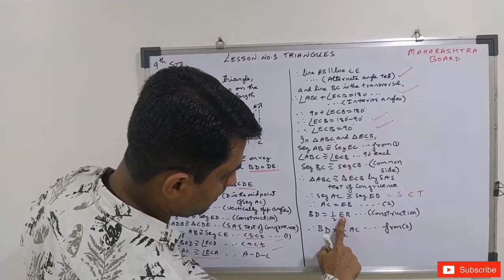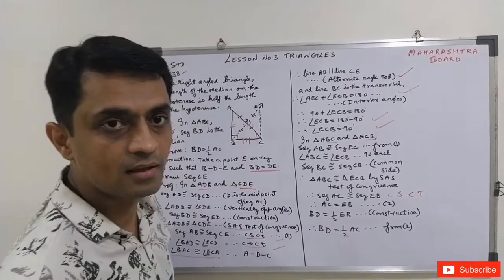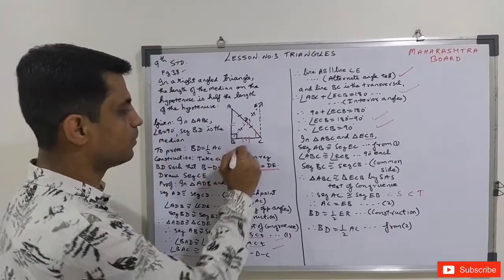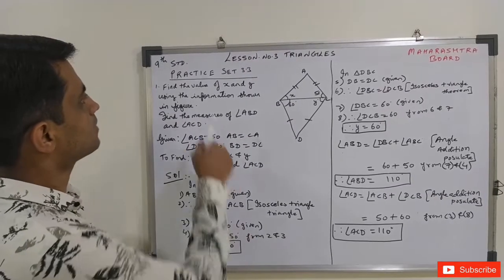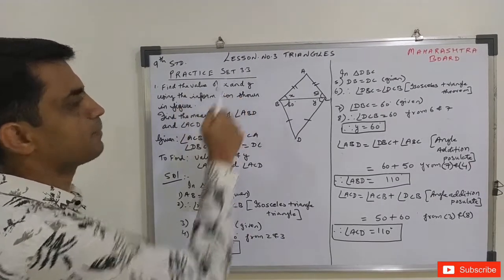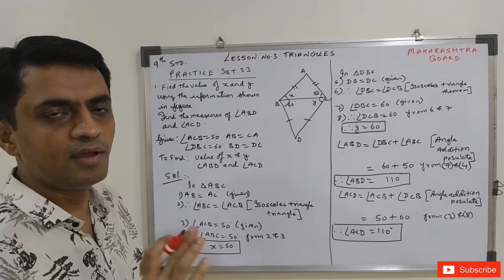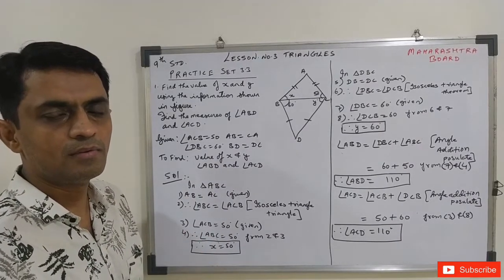So, instead of EB, we are writing AC. Okay, that only we have to prove. So, it is proved. Now, students, practice set 3.3. Till now, we have completed all the theorems.